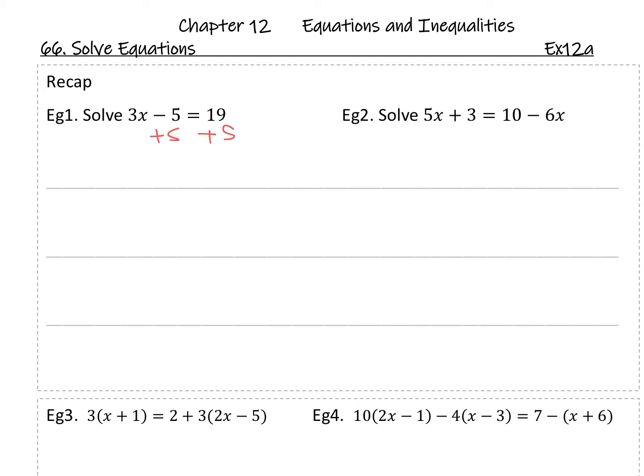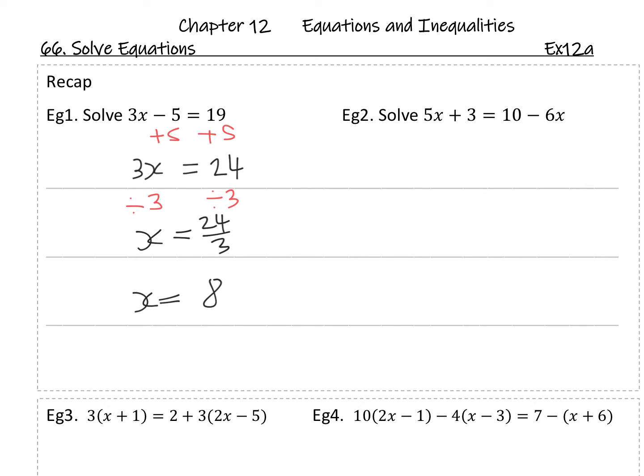Remember, if we want to get rid of this minus 5, we have to add 5, that will give us 0. That will give us 3x on the left hand side. And whatever we do to one side, we need to balance it out by doing the same thing to the other side. So we do 19 plus 5, and that gives 24. If 3 x's are 24, we always divide by the number of x's. So 1x is going to be 3 times smaller than what 3x would be. So we divide 24 by 3, and that gives us 8.